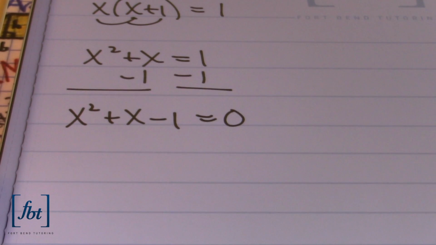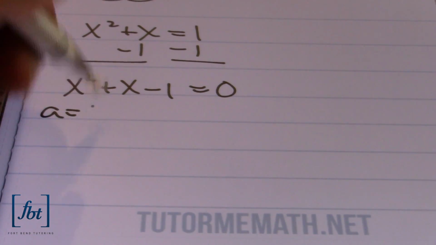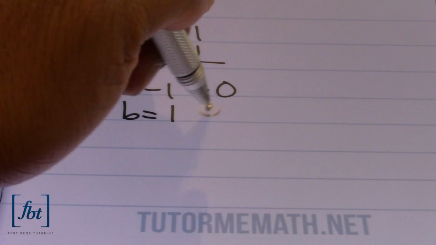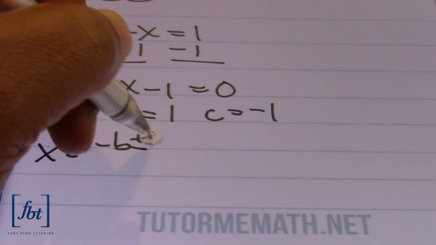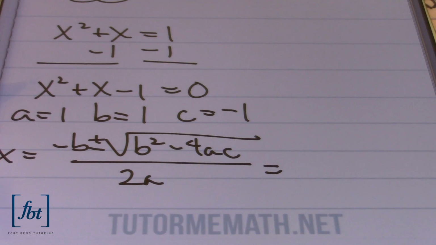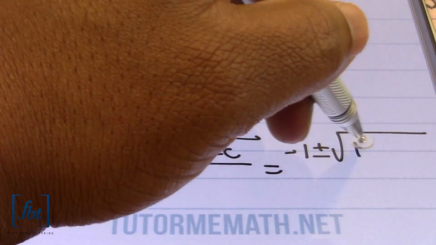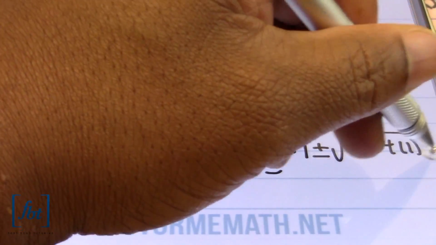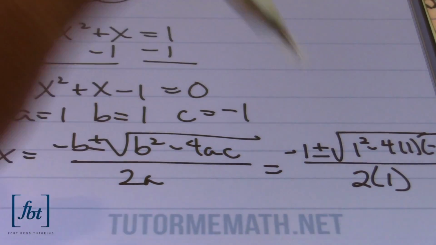From here, we have a quadratic equation that is not factorable. That means that you'll need to use the quadratic formula on this, right? We're going to have an a value of 1, a b value of 1, and a c value of negative 1. My quadratic formula is x equals negative b plus or minus the square root of b squared minus 4ac all over 2a. Plugging in our values for a, b, and c into the quadratic formula, we'll end up with negative 1 plus or minus the square root of 1 squared minus 4 times 1 times negative 1 all over 2 times 1. Just like that.